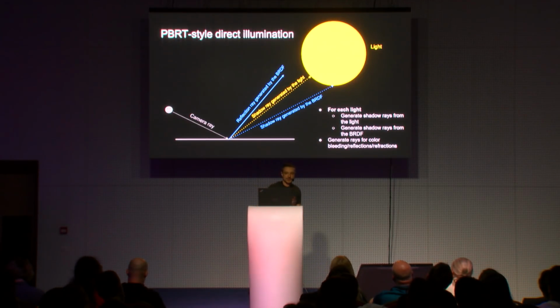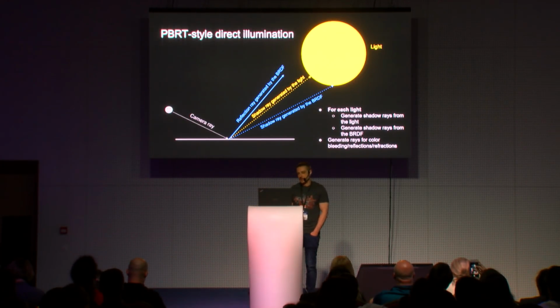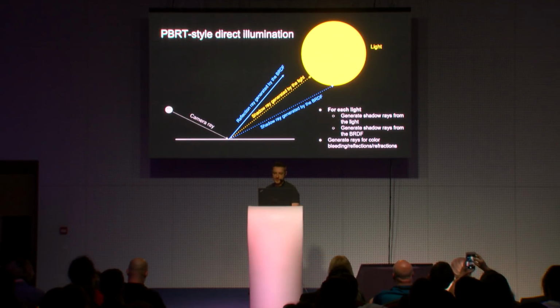Basically, from each hit point, you get shadow rays generated by the light, and you get another set of shadow rays generated by the material. You trace them with their shadow ray flag set. And then after all this is complete, you generate rays for reflections or GI or whatever.